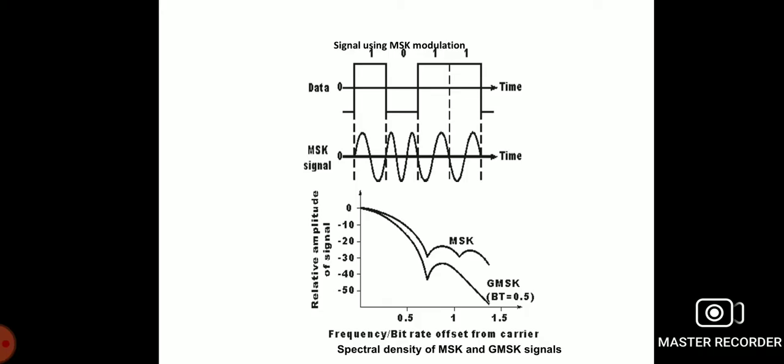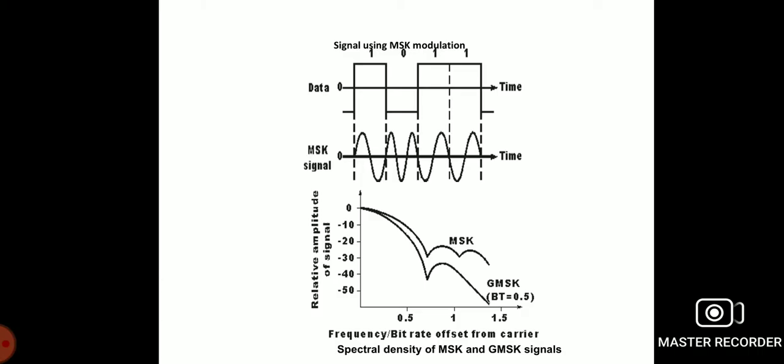So the frequency and bit rate offset of the carrier signal affect the spectral density of the MSK and also the GMSK signal. The relative amplitude level of the signal will be increased or decreased due to the frequency and bit rate offset of the carrier signals.